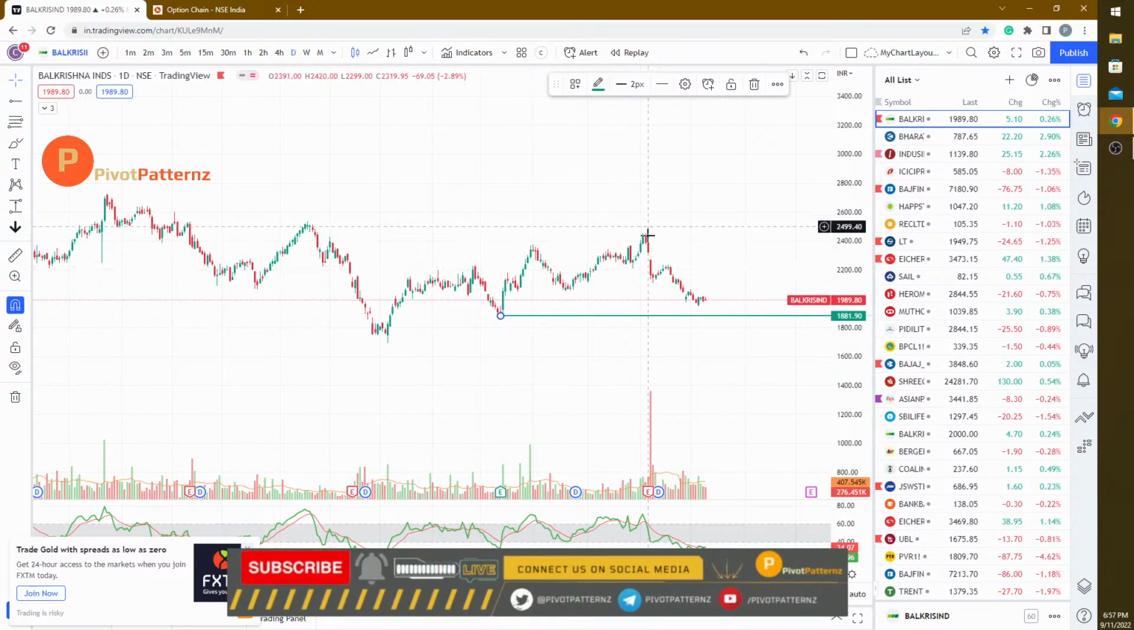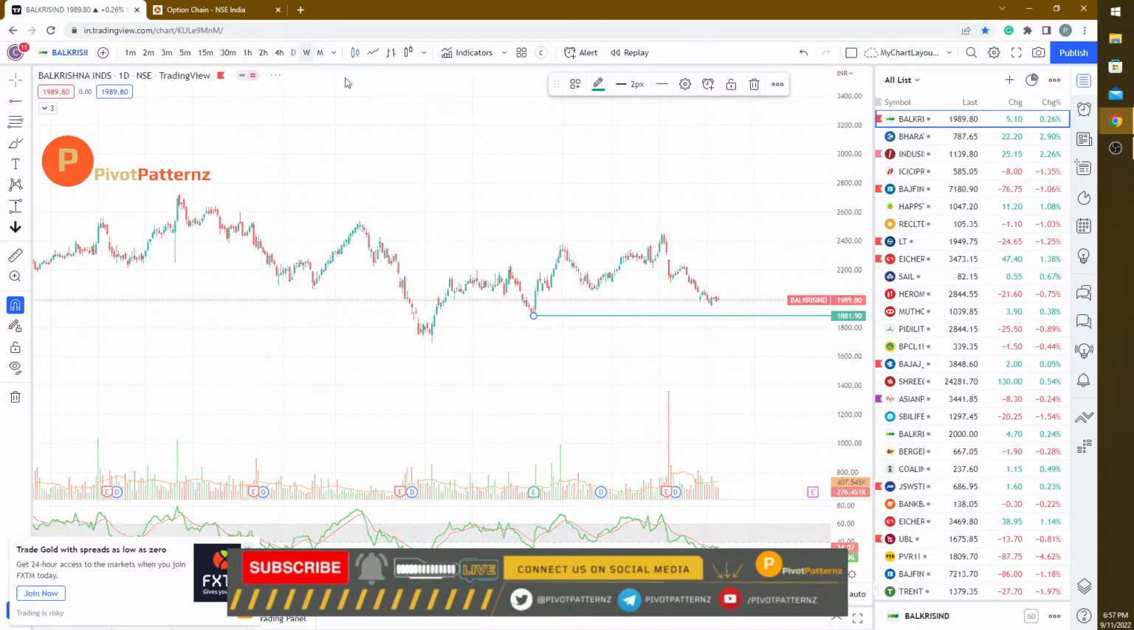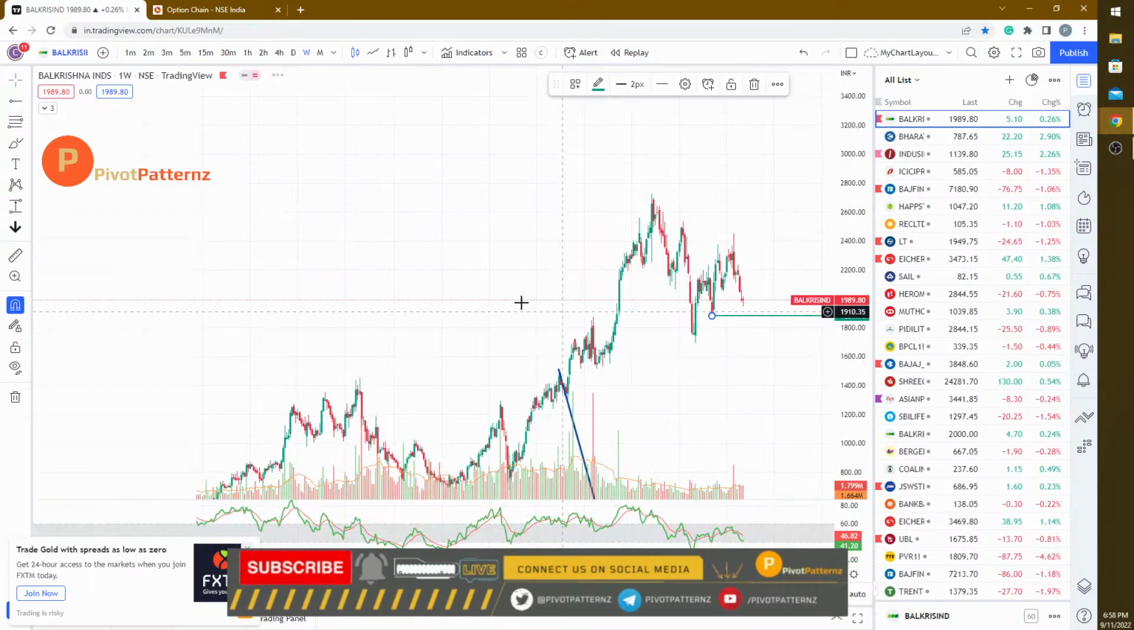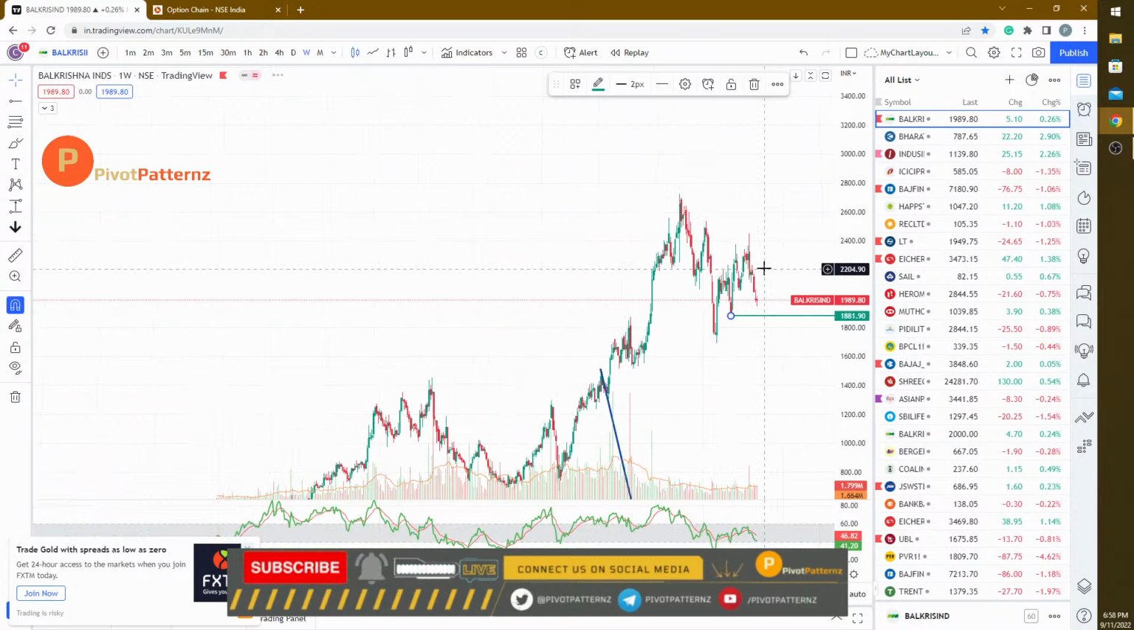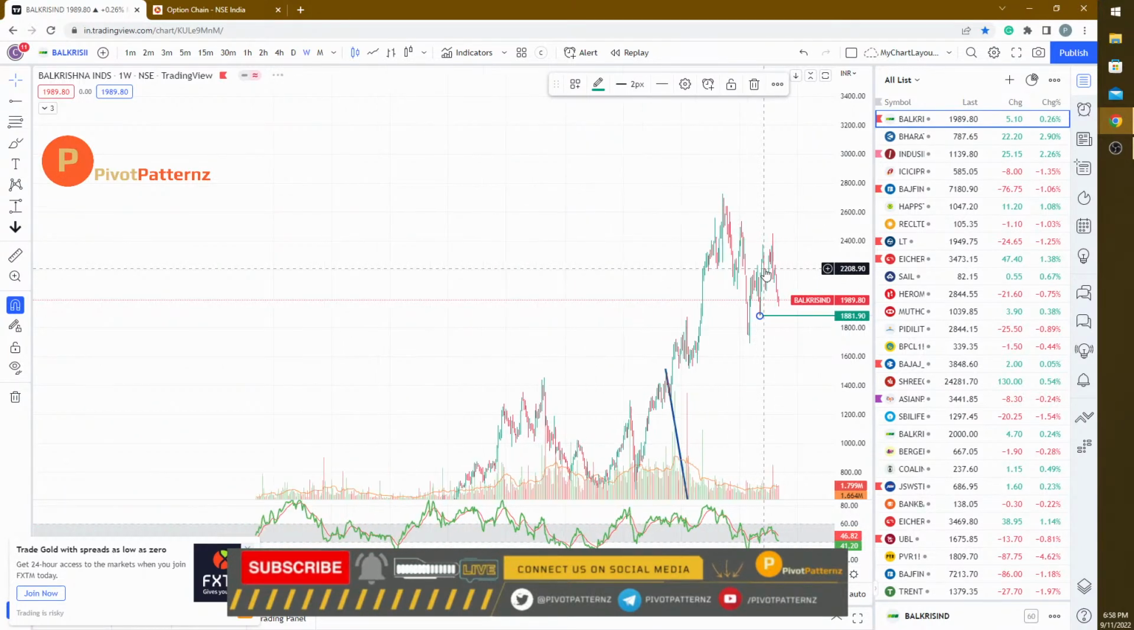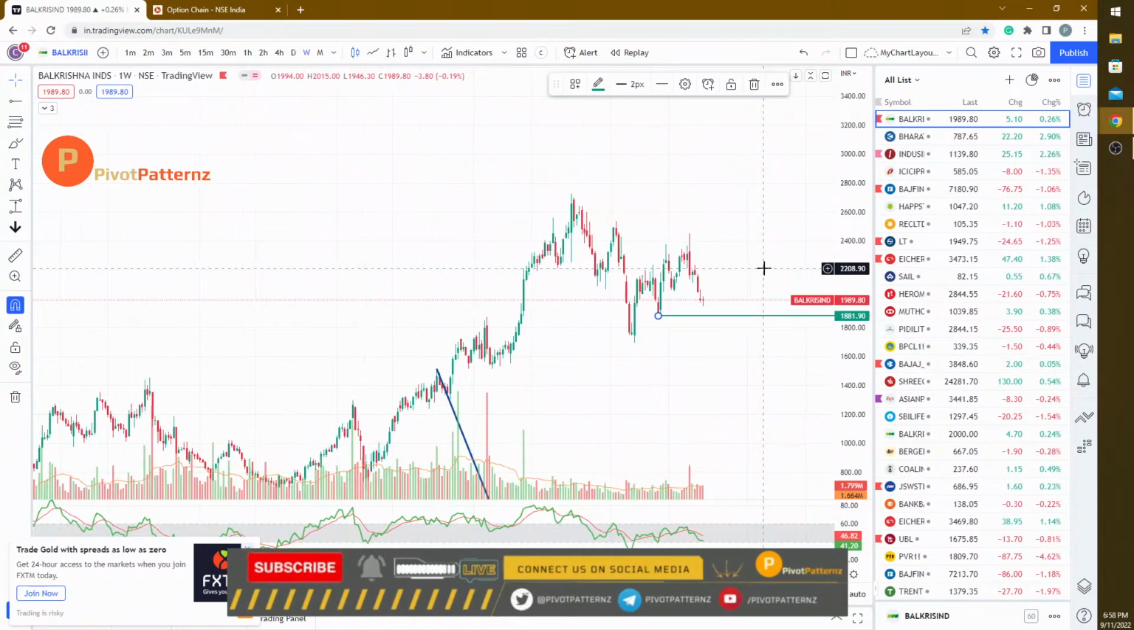You can clearly see it is forming a lower low formation on daily. So chances are high that this support might break, and we might test this 1750. If you are long, you have to be a very cautious person. Let me check, it is making all-time high. Yes, it is making all-time high, and it is correcting.